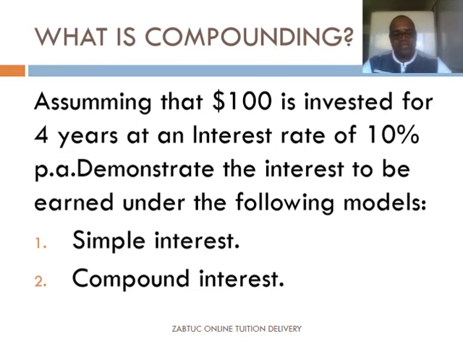So we've got an investment opportunity here involving $100, which can be invested for 4 years, and the interest rate is 10% per annum. So our analysis is, let's demonstrate the simple interest and the compound interest on this amount. And in the process, we'll be able to see what is involved in compounding.